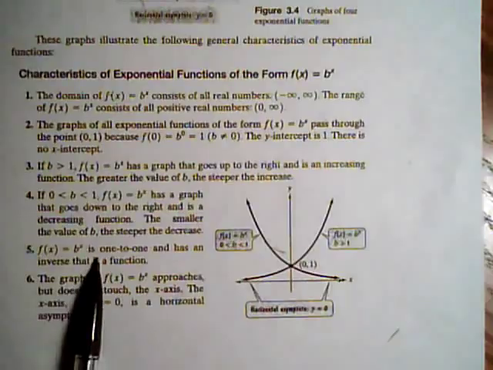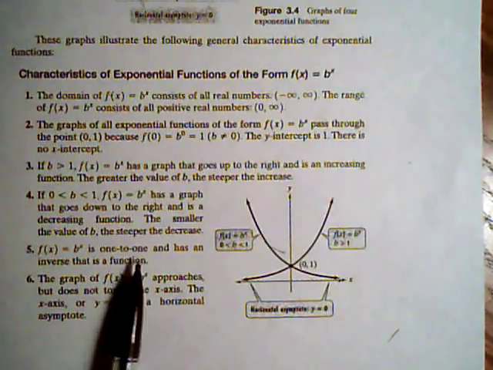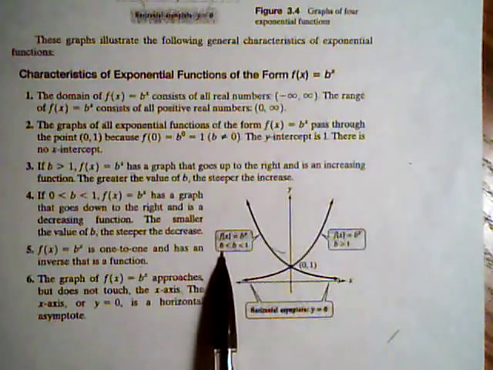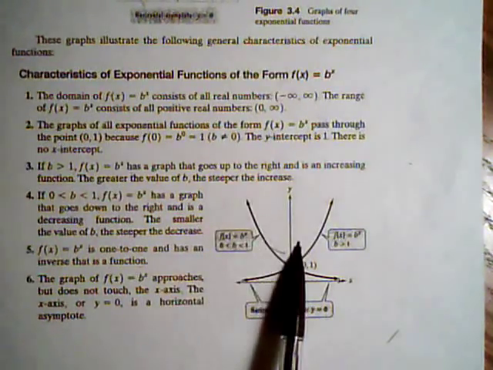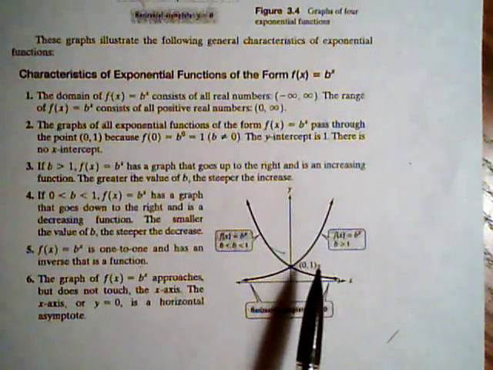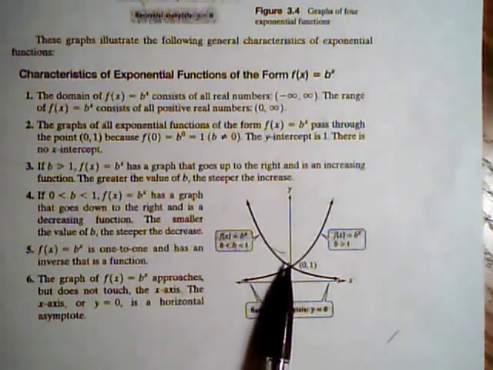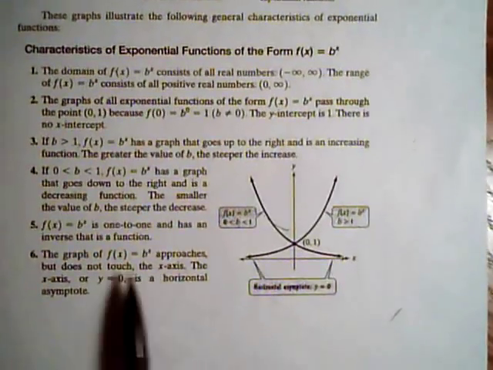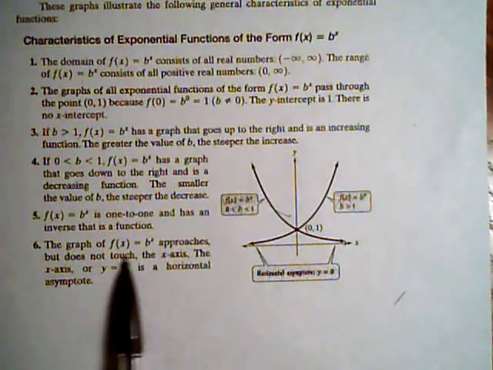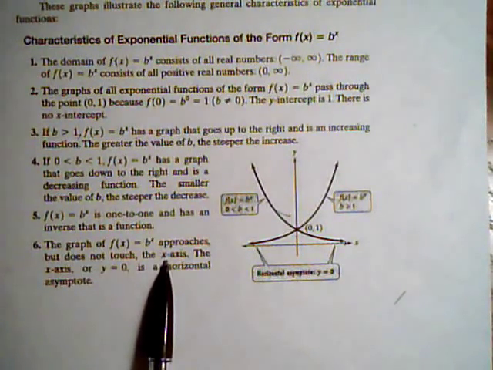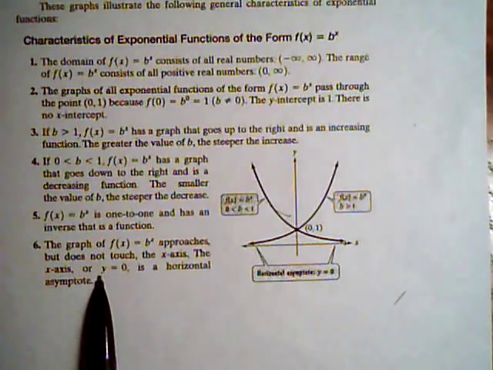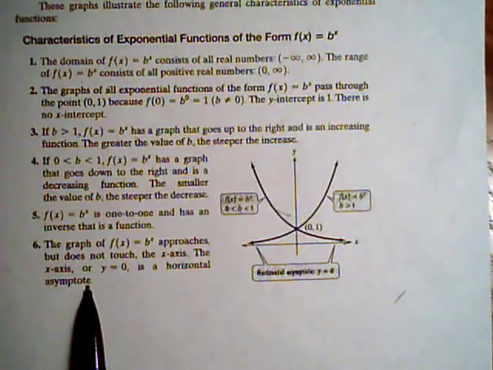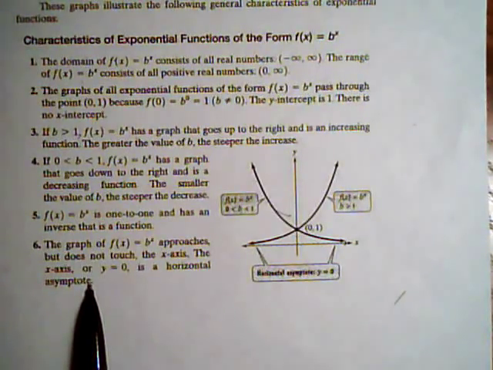This function is also a one-to-one function, which means it does have an inverse. Remember your horizontal line test. If I draw a horizontal line, it's going to intersect the graph at one point, so that means that it does have an inverse. And then number 6, we say that the function approaches but does not touch the x-axis. The x-axis, or y equals 0, is the horizontal asymptote for these exponential functions.